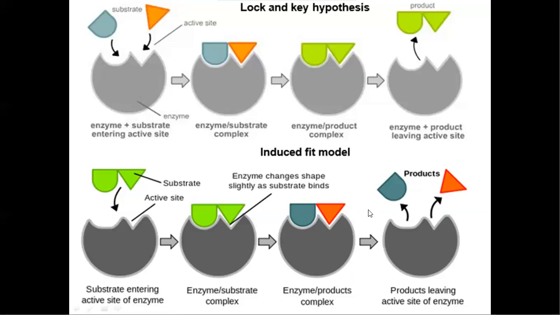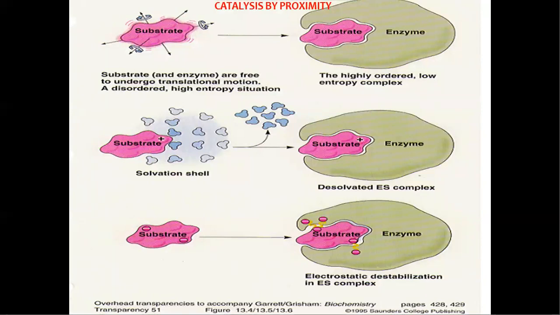So this is the induced fit model, and it is a very successful model compared with the lock and key hypothesis. Why? Because the active site is flexible in nature, so it can suit most chemical reactions. Here we have four important catalytic processes of enzymes.